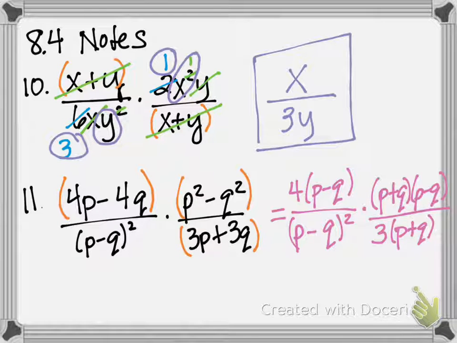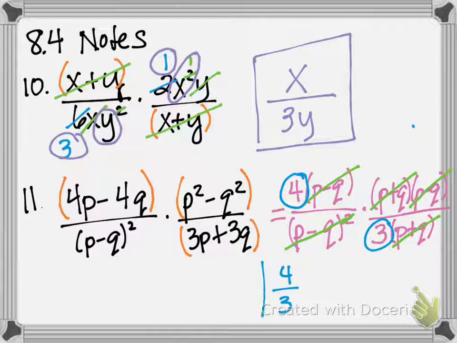So again, we're looking at any fractions that are identical. They have to be the exact same. So on the top, we have a p minus q here, and that simplifies with one of the p minus q's on the bottom. Over on the right, we have a p plus q and a p plus q. And then we have another p minus q there that will simplify with the second p minus q over here. So when we look at what we have left, we have 4 over 3, so my answer is 4/3.